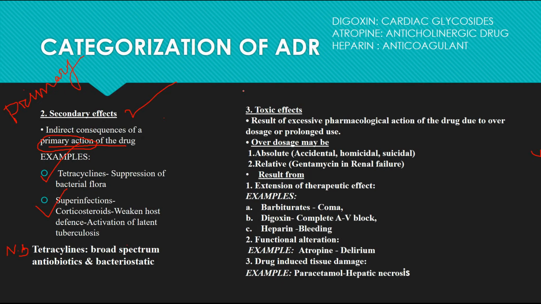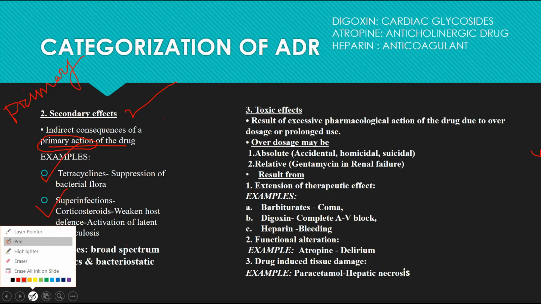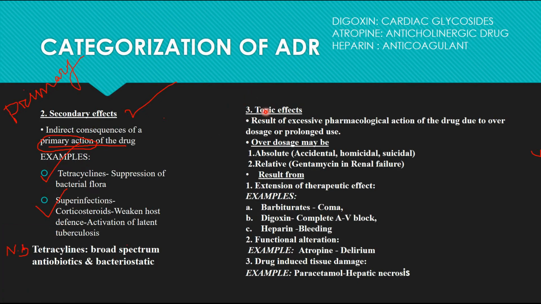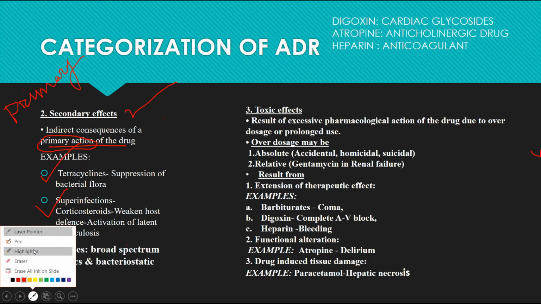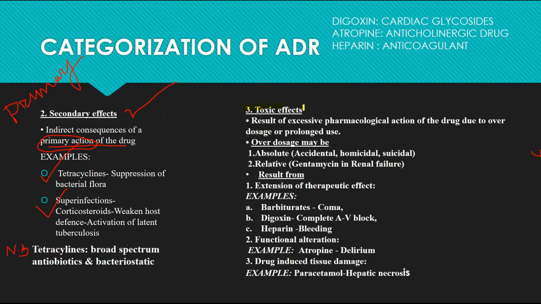Next, here we are coming to the toxic effects. For this toxic effect, we can see that it is the result of the excessive pharmacological action of the drug due to overuse, overdosage or prolonged use. Due to overuse of these drugs, with prolonged use, it is showing a toxic effect. Okay. So here the keyword that we can use is toxic effect.